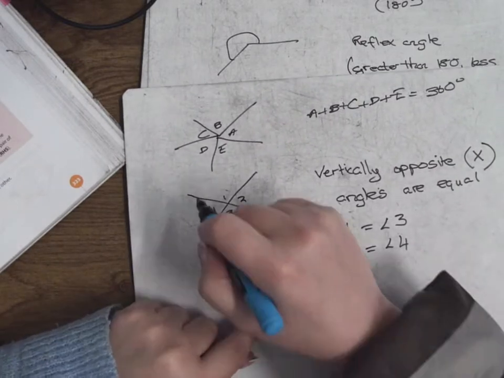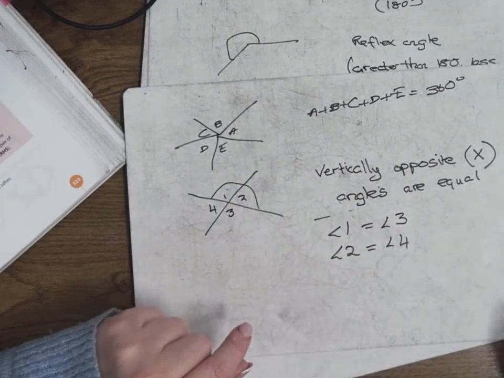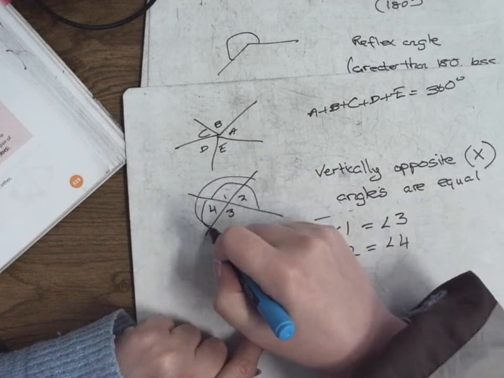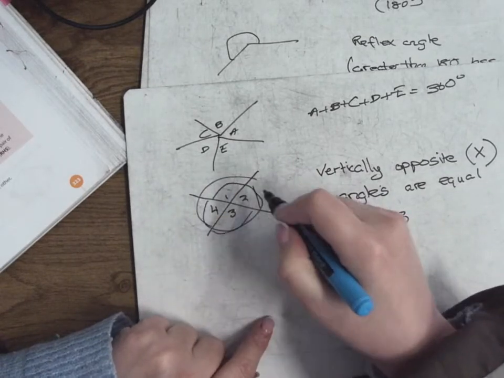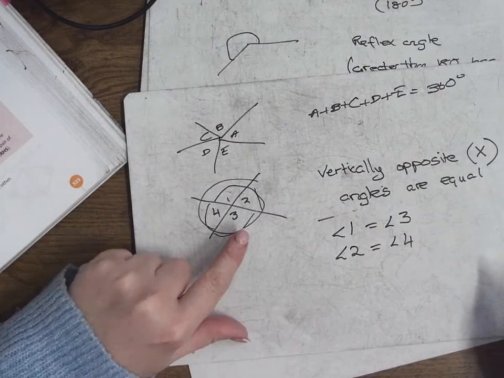And don't forget, 1 and 2 make a straight line. So what do 1 and 2 add to? 180. And 1 and 4 will add to 180, and 3 and 4 will add to 180, and 2 and 3 will add to 180. Don't forget your straight lines. Is that okay?